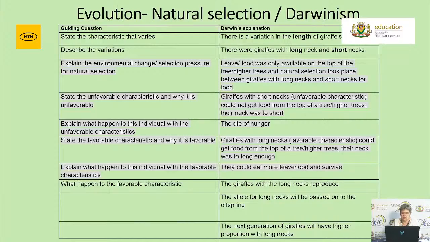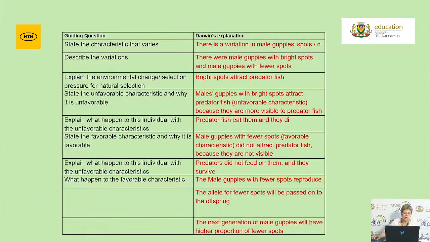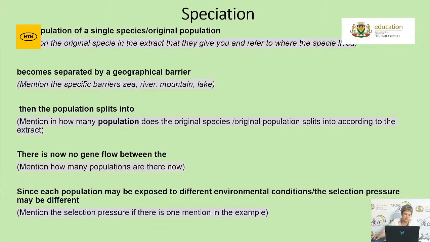Not anymore, there's a variation, favorable and unfavorable characteristics. Long necks is favorable, they survive. Short necks unfavorable. So we must elaborate in our answers, and that is very, very important, especially with natural selection. So the next one I want to jump to is speciation.